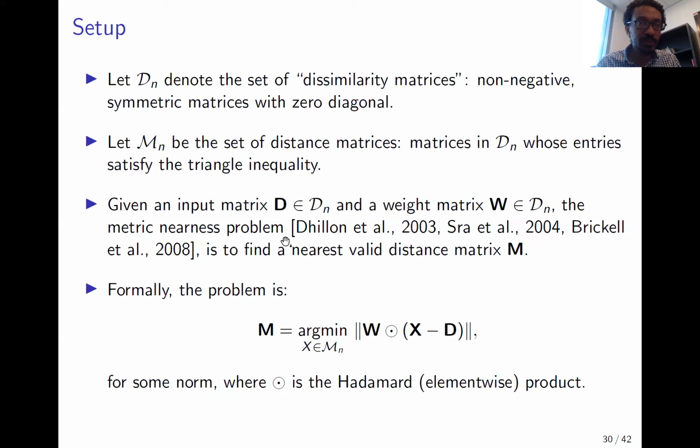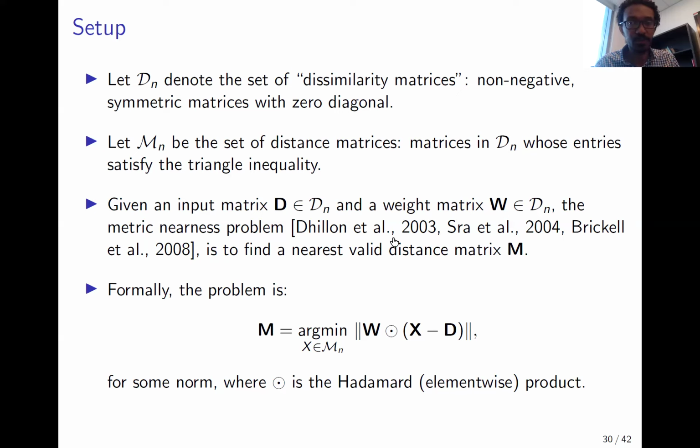So in a couple of papers, people are interested in this metric nearness problem, which is: I give you some weight matrix, and I give you an input matrix D. Okay, and the question is, can you find the nearest valid distance matrix A?